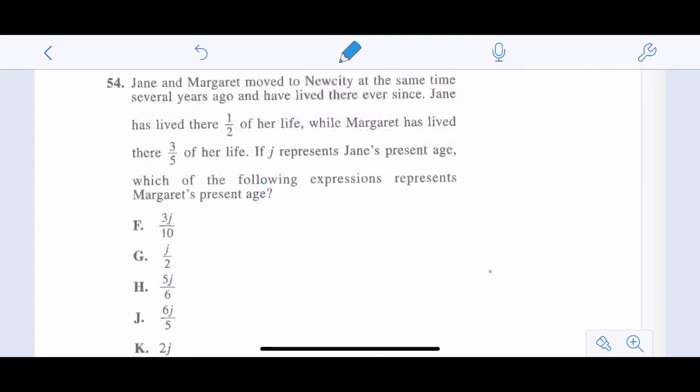Jane and Margaret moved to New City at the same time several years ago and have lived there ever since. Jane has lived there half of her life. So Jane's lived there for half of her life. And Margaret has lived there for 3/5 of her life. If J represents Jane's age, which of the following expressions represents Margaret's age?